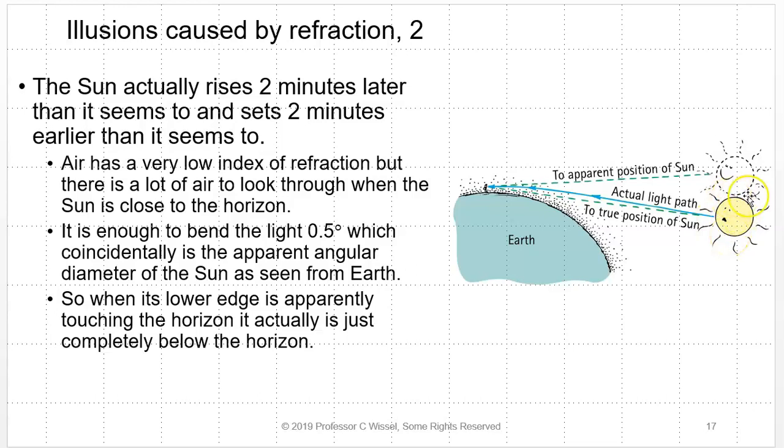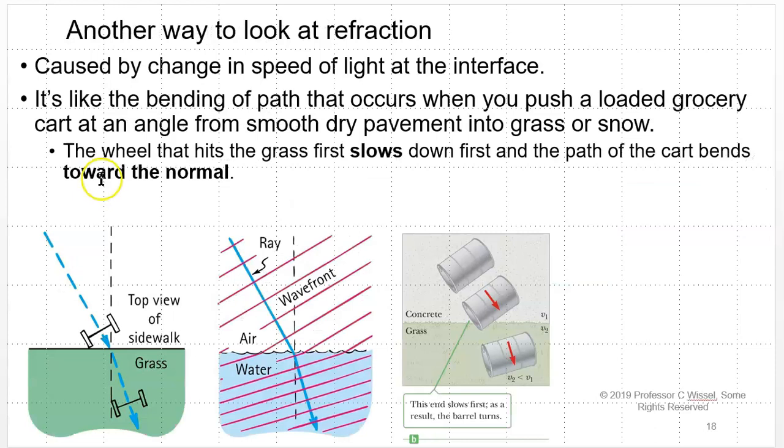So when the sun's lower edge, that's called its lower limb, by the way, is just touching the horizon, in reality, the sun is just under the horizon, completely below the horizon. Kind of cool. You never knew that, did you? A little tidbit from astronomy.